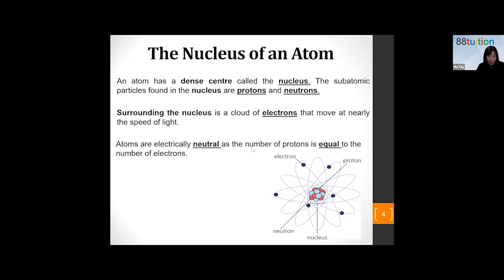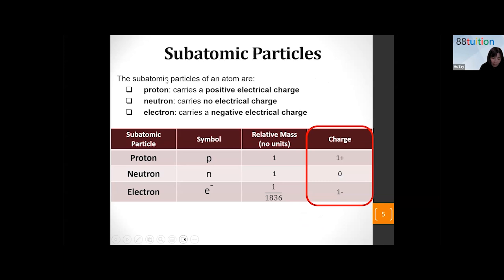So atoms are electrically neutral. You need to know electrically neutral. Just now, I also circled it in the learning outcomes. Electrically neutral, why? Because the number of protons is equal to the number of electrons. What is the meaning of this? Let's explore further. Subatomic particles, 3 types. I usually refer to them as TEN, 10. T for proton, E for electron, and N for neutron. You must know about the electrical charges. So what do electrical charges involve?